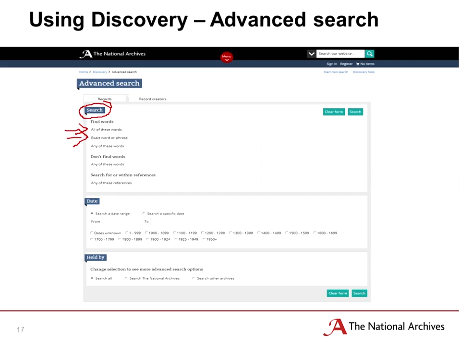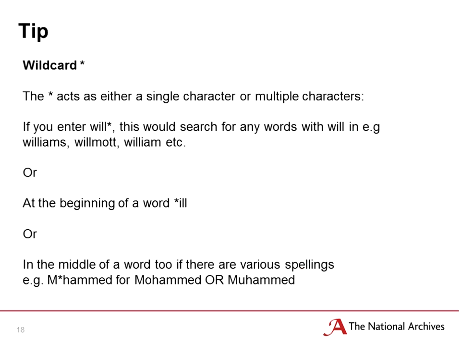There is also a good tip when using these search boxes. It's called a wildcard search. Now a wildcard when using Discovery is actually an asterisk on your keyboard, just here. Now the asterisk can act as either a single character or multiple characters, or it can be left on its own and it can just pick up everything. An example of this is if you enter WIL asterisk, this would search for any words with WIL at the beginning, e.g. Williams, Wilmot, William, etc.